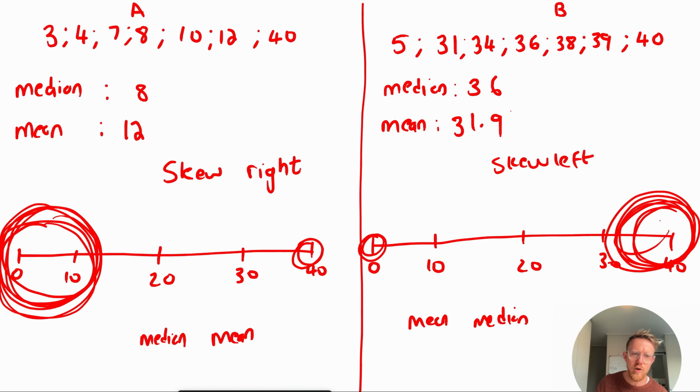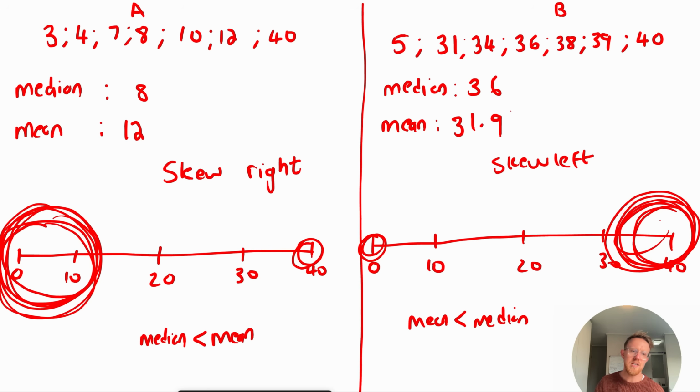Then if you look on the number line, numbers that are further to the right-hand side are larger than numbers that are to the left-hand side. So this number is on the right and this number is on the left, so we will say that the mean is larger than the median. In the same way, on this number line, numbers on the left are smaller and numbers on the right are larger. So now this means that the mean is smaller than the median.